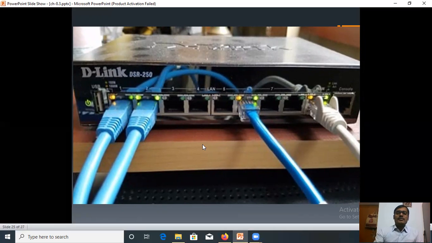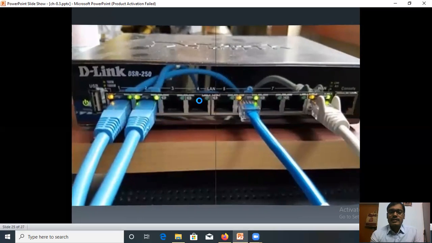When you see hub, switch, and router, all look the same, but the internal mechanisms are different. The device found inside a hub, inside a switch, and inside a router are all different. And you can see this jack is known as the RJ45 jack, in which a LAN cable can be inserted.